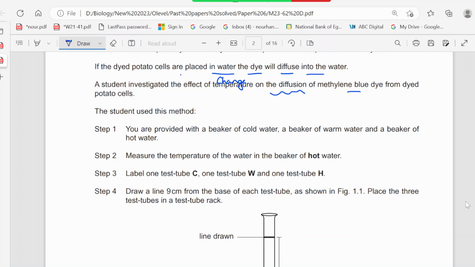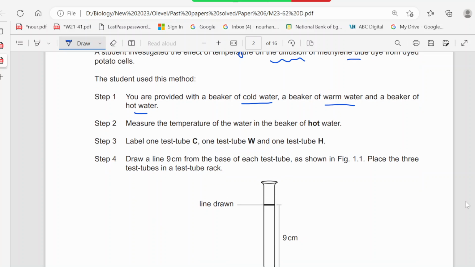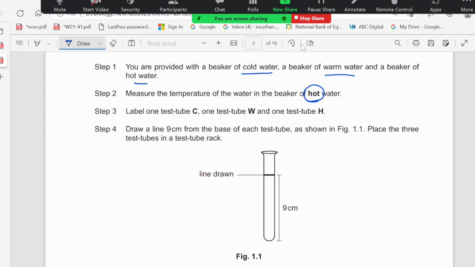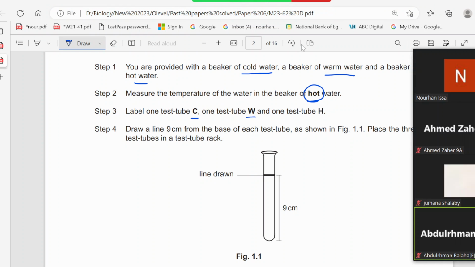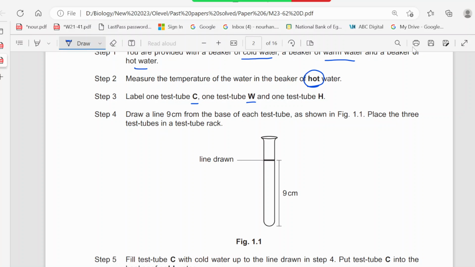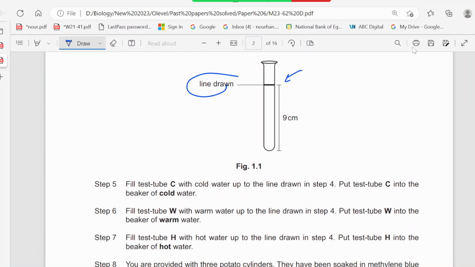You are provided with a beaker of cold water, warm water, and hot water. These are the different temperatures. You don't have numbers, you just have cold, warm, and hot. Measure the temperature of the water in the beaker of hot water. Label one test tube C, W, and H. Draw a line 9 cm from the base of each test tube. Place the 3 test tubes in the test tube rack. Draw a line, and then put them in the rack.